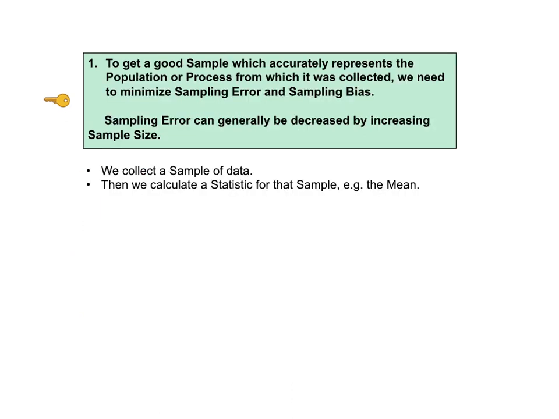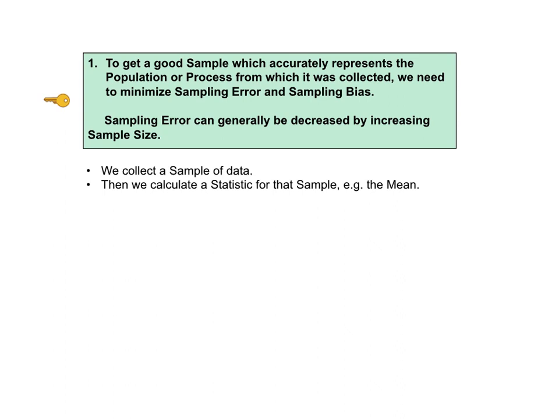Okay, now let's take a closer look at each key to understanding. Key number 1 tells us that there are 2 things we should try to avoid. It says to get a good sample which accurately represents the population or process from which it was collected, we need to minimize sampling error and sampling bias. Let's start with sampling error. We'll deal with sampling bias in KTU number 2. KTU number 1 goes on to say, sampling error can generally be decreased by using a bigger sample size.